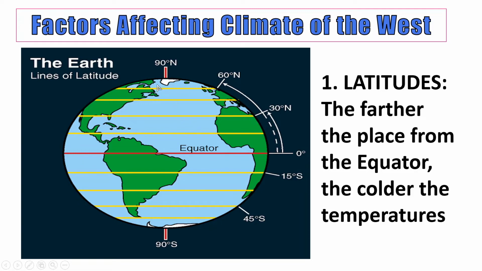So if you are living here in the 60 degrees north, these places are actually very cold because you are very far from the equator. The same is true with 90 degrees south, or let's say 45 degrees south. If you live in these places over here, just like Antarctica, it means that it's very, very cold. But if you are very near the equator, it means that the place is very warm or very hot.